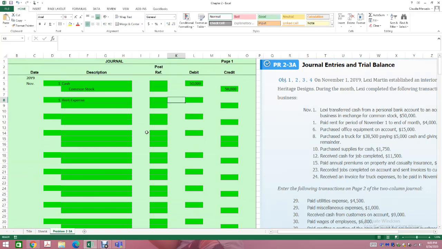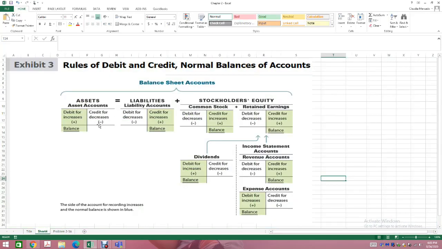And my rent was $4,000. How do you pay your rent? I don't know about you, but I have a mortgage, and when I pay my mortgage, I pay it with cash. When you pay your rent or your mortgage, you usually do it with cash. So, cash is going to decrease, okay? Because cash decreases, you would credit it. And then you are paying your rent.